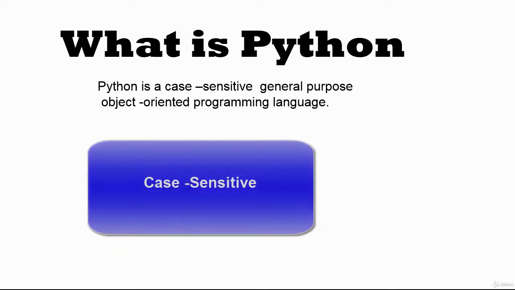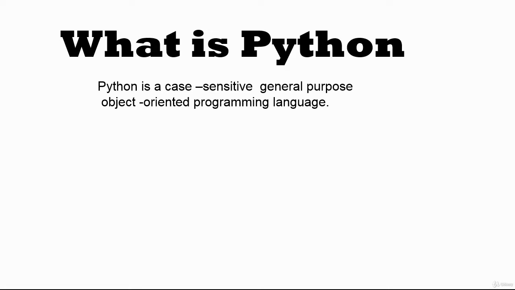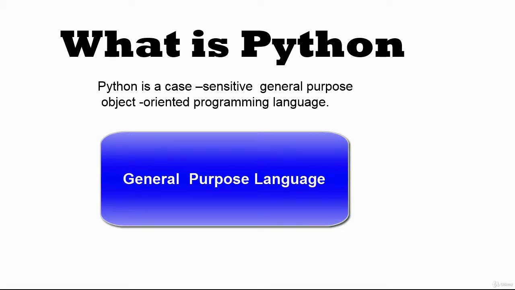By case-sensitive, I mean, for example, if you've got an object called Apple in uppercase and an object called apple in lowercase, Python will treat them as two separate objects because one is an uppercase and the other is a lowercase. Also, Python is often referred to as a general purpose language. By general purpose, I mean it can be used to do a variety of things, both big and small.